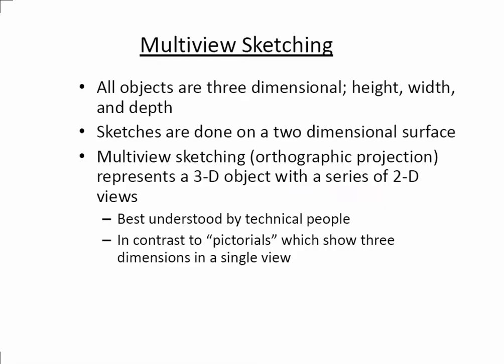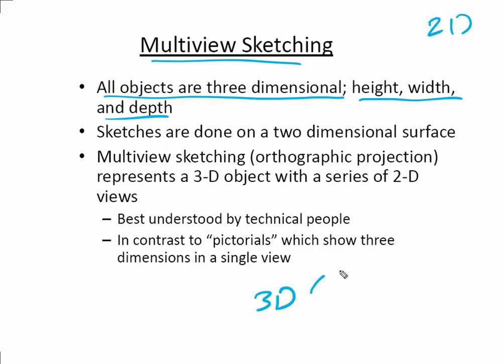So guys, multi-view sketching. In multi-view sketching, all objects are three-dimensional: height, width, and depth. Come on, how is it three-dimensional? We are talking about 2D. Yes, we are representing a 3D object in 2D. So the height, the width, and the depth should be represented in 2D also.